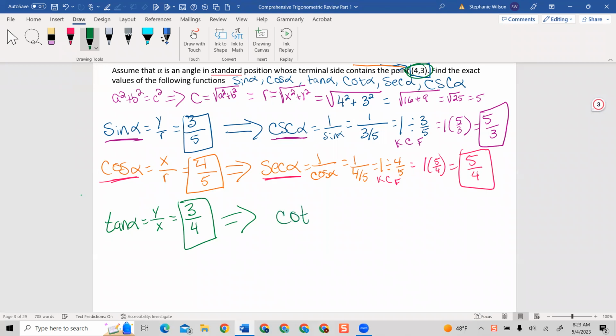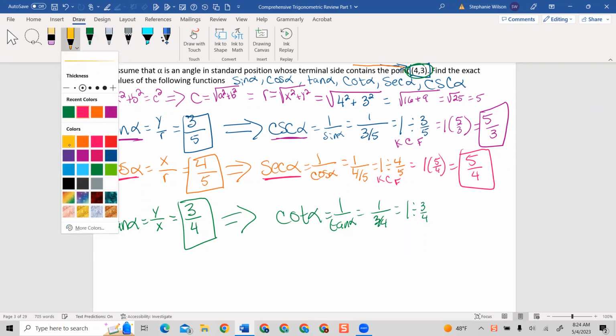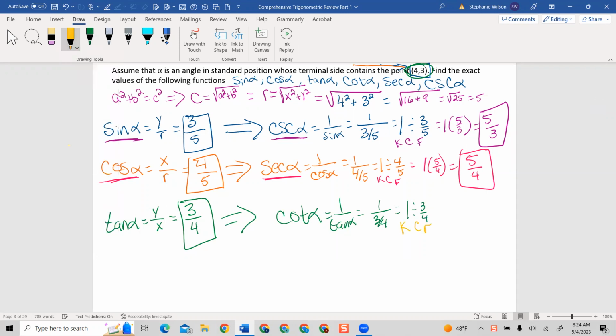So what I'm going to do is go ahead and find my cotangent. We know it's the inverse of tangent, which is 1 over 3/4, which is 1 divided by 3/4, which means we are going to keep, change, flip. So I got 1 times 4/3, which is just 4/3. So now we know what cotangent and tangent is.